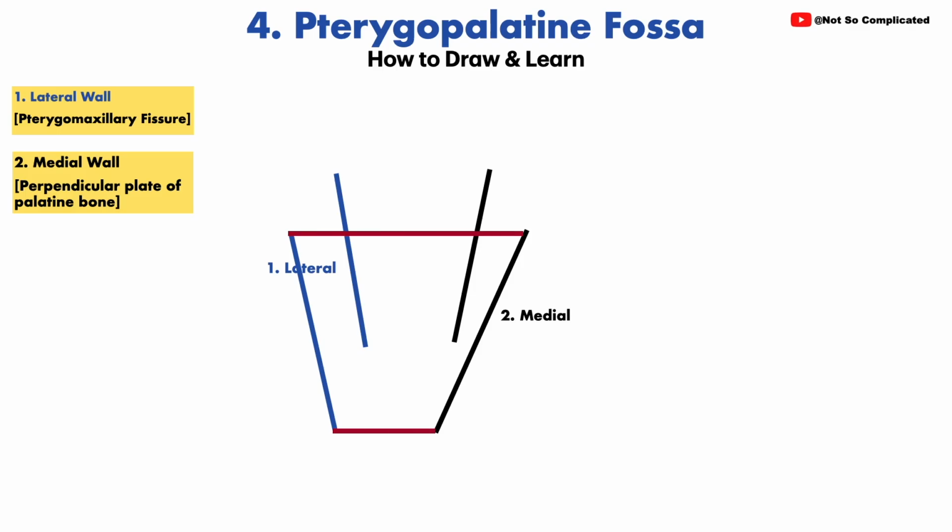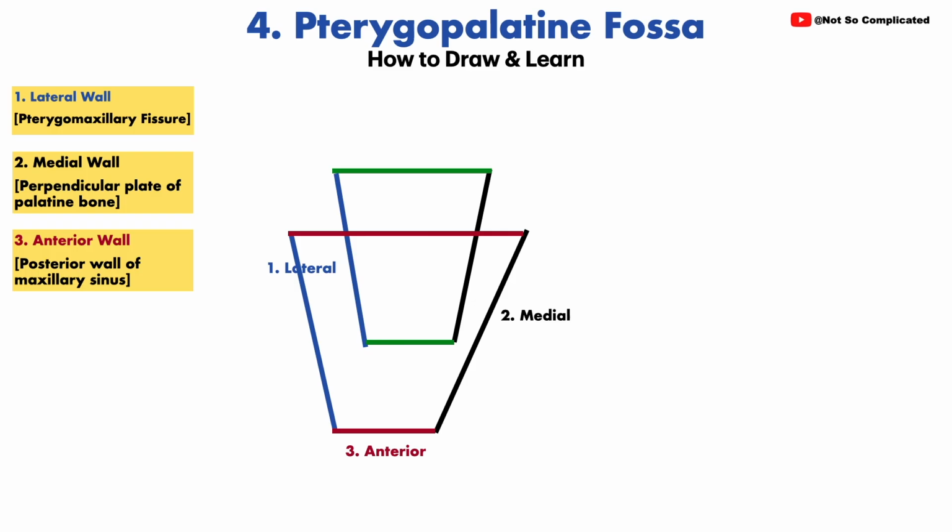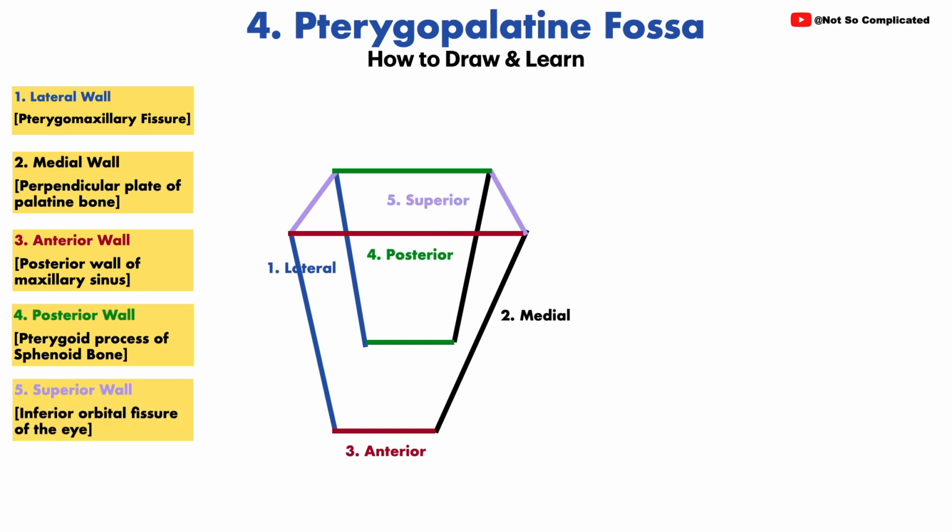And then this is the anterior wall made by the posterior wall of maxillary sinus, and this will be the posterior wall made by the pterygoid process of sphenoid bone. Alright, so that is how the four walls have been formed. Now talking about the superior and inferior walls, this is the superior wall, and this wall will be formed by the inferior orbital fissure of the eye, because obviously that is very logical. And then this is the inferior wall, and it is formed by the palatine bone and palatine canals.